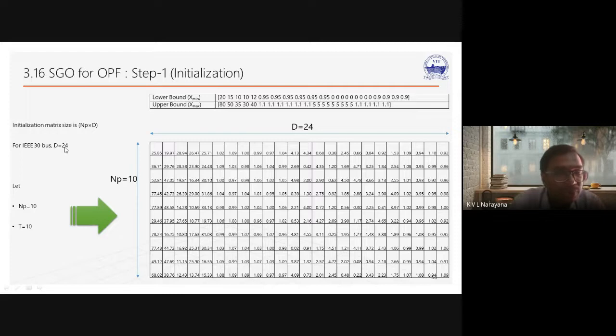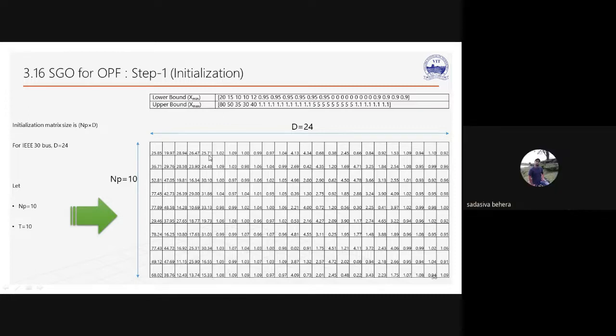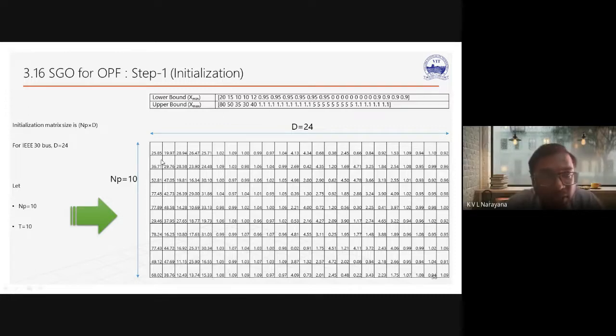So these 24 decision variables, we consider the population size as 10. So initially we considered 10 solutions. You can see here, each row represents a solution. The first row represents one solution to minimize the fuel cost. So out of these 24 values, the first 5 represent what? Can anyone answer? What do the first 5 values in each row represent? Generator. Exactly, the generator output power.